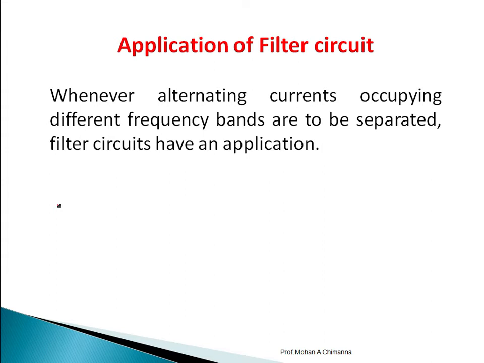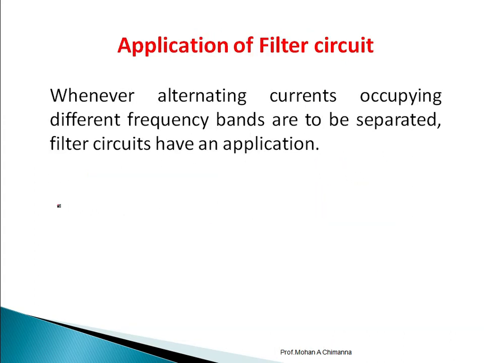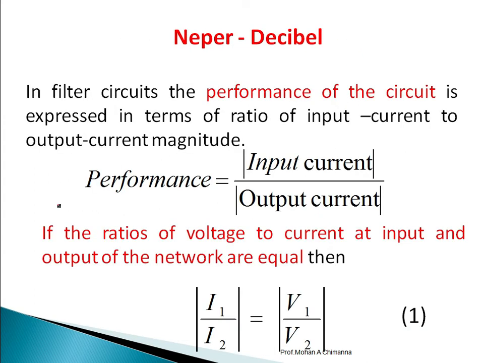Then where are these filter circuits used? Basically, the application is that alternating currents occupying different frequency bands are separated; filter circuits have an application there. Then the Neper and the decibel are used. These are the two units used in filter design.